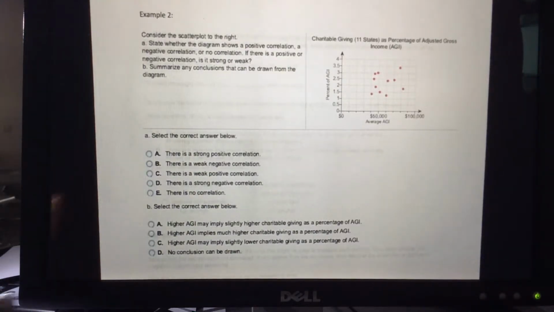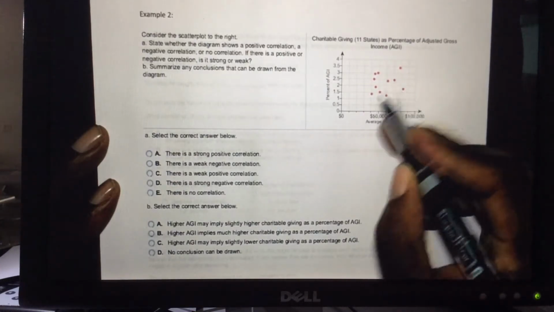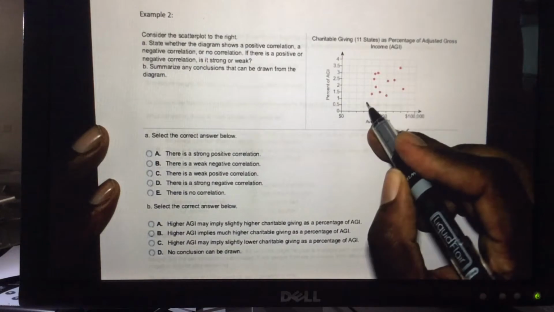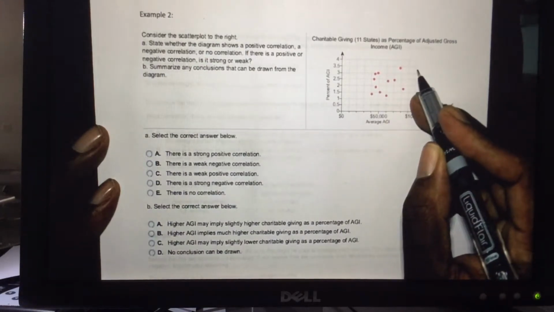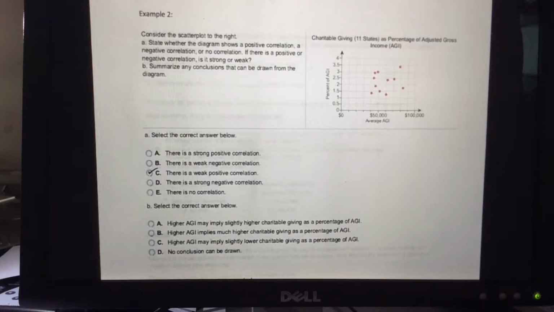Okay. I'm looking at this and I'm seeing that most of these points are going in the upward direction here. But it's not what we call a strong correlation here. It's more like a weak positive correlation. So I'm choosing that there is a weak positive correlation. Okay? And select the correct answer below.